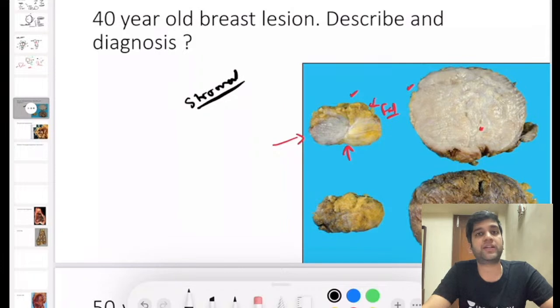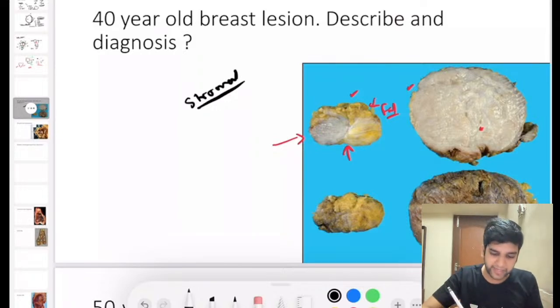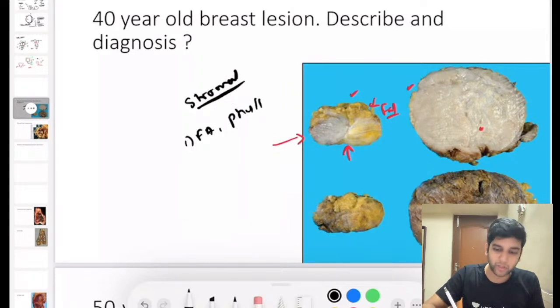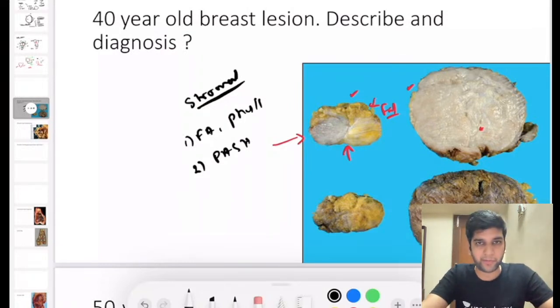Phyllodes is not always 10 centimeters. That's for undergraduates. Phyllodes can be 2 centimeters also, right? That's more than enough. Like GD said, it's a lump which has been removed, well circumscribed, pushing margin, no infiltration. Most likely a stromal lesion. My DDs could be fibroadenoma, phyllodes. Actually, this is neither fibroadenoma nor phyllodes. This is a case of PASH. I'm sure you must have heard about PASH, pseudoangiomatous stromal hyperplasia. This is a case of PASH, fine. So it's a stromal lesion. My possibilities are these. I would require microscopy to confirm it.